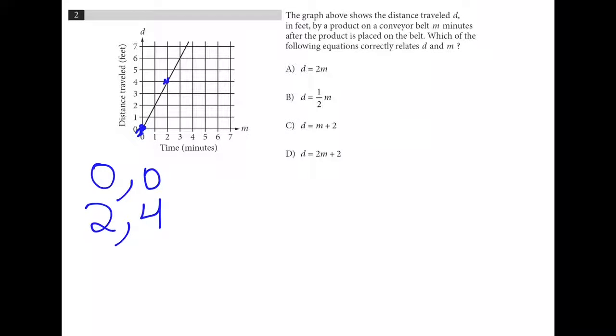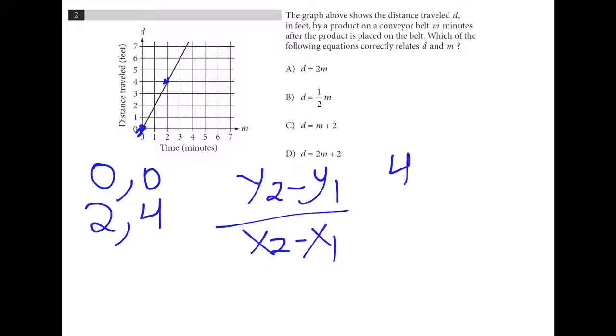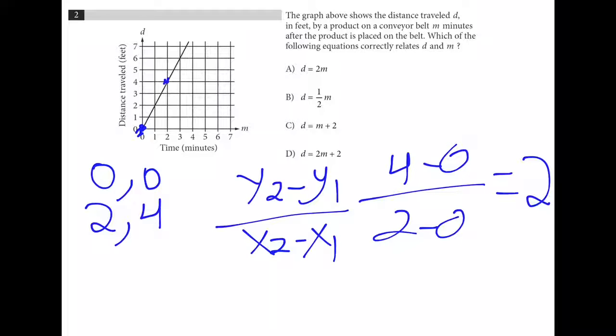We're going to use the slope formula, y2 minus y1 divided by x2 minus x1. So 4 minus 0 divided by 2 minus 0. And that's equal to 2. Which one of these equations has a slope of 2? Not B and not C.